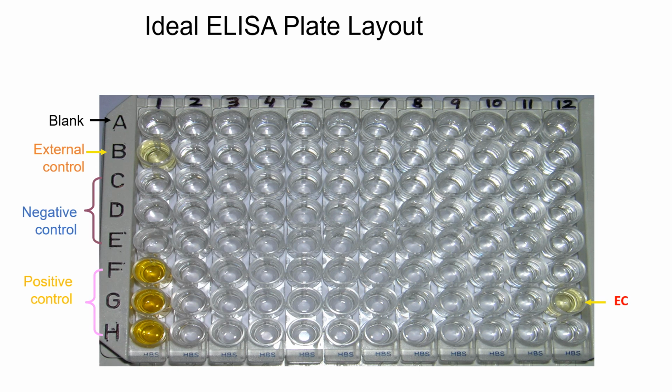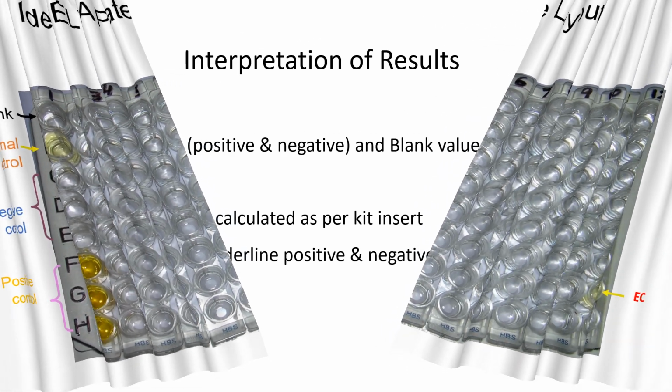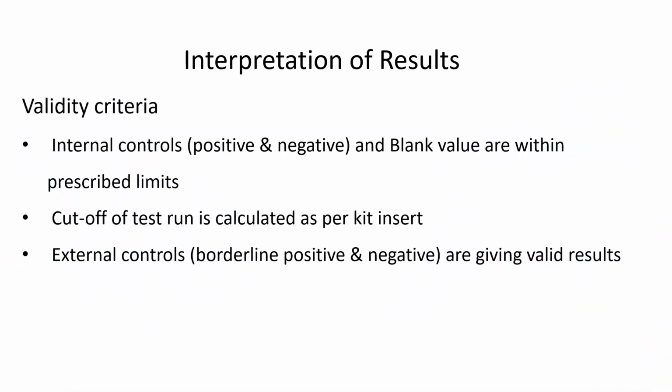Now we will talk about the interpretation of the result. The validity criteria involve the internal controls, including your positive, negative, and blank values, being within the prescribed limits. Cutoff of the test run is calculated as per the kit insert or manufacturer. External controls, whether borderline positive or negative, are giving the valid result or not.